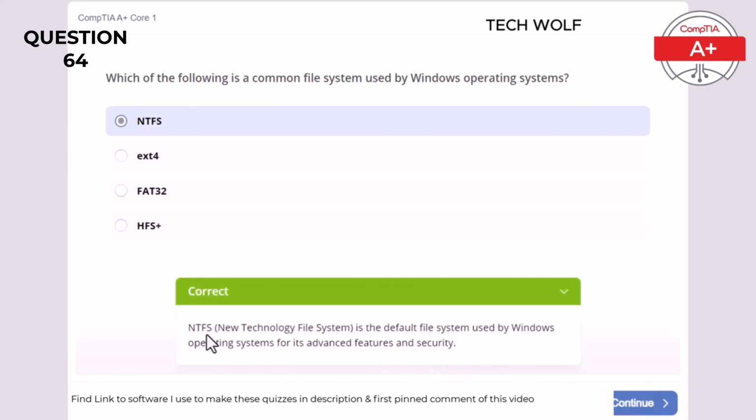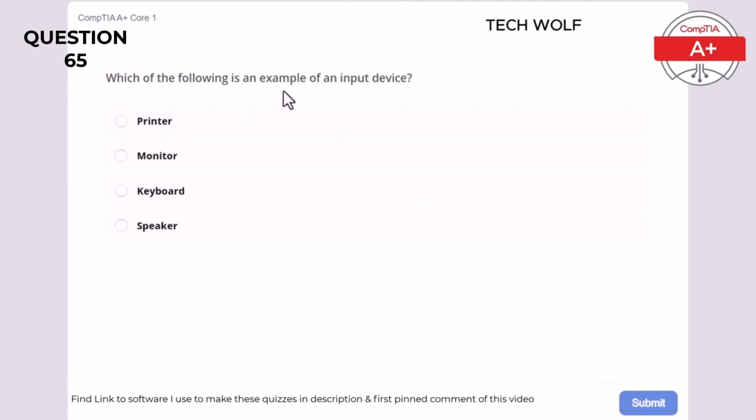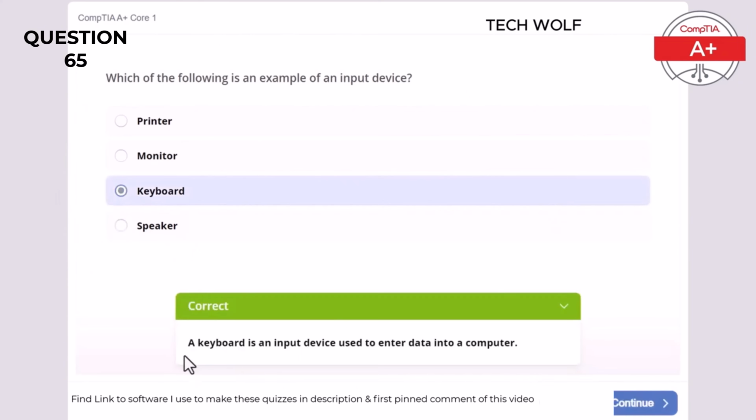NTFS, the New Technology File System, is the default file system used by the Windows operating system for its advanced features and security. Which of the following is an example of an input device? Printer, monitor, keyboard, or speaker? And here the correct answer is keyboard, as a keyboard is an input device used to enter data into a computer.